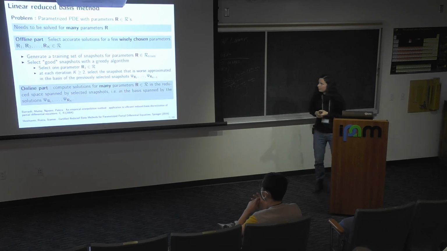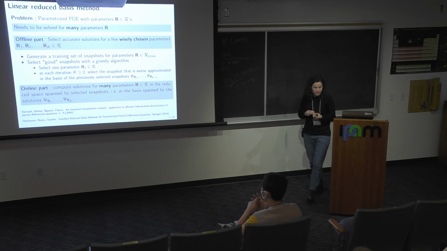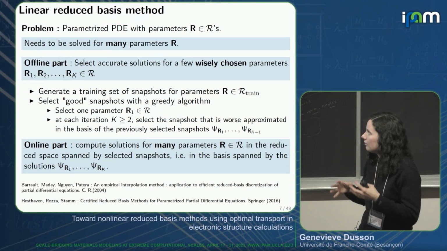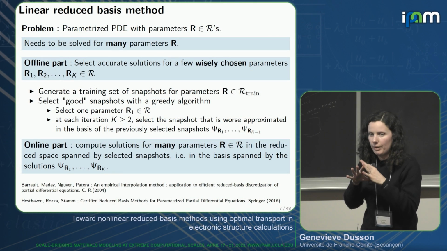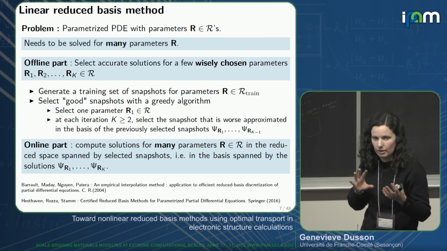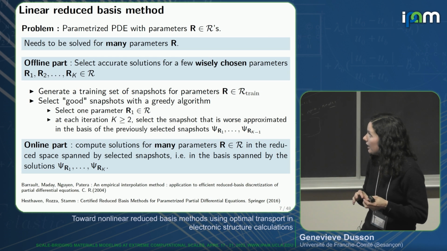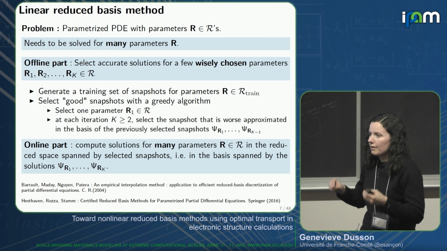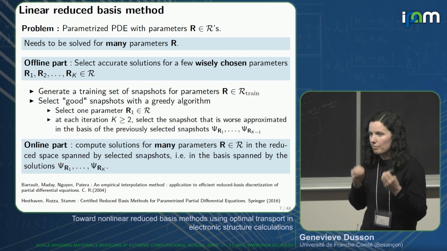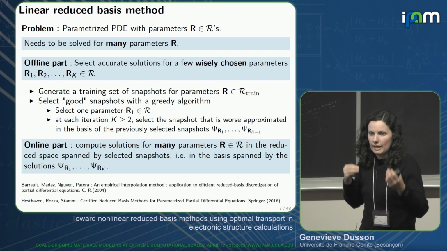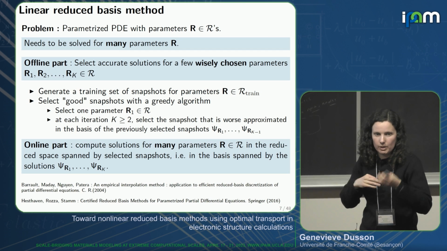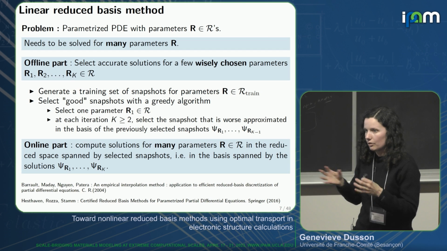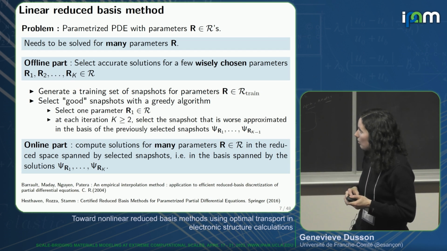Okay, so in the context of linear reduced order modeling, the problem is in general a parametrized PDE, exactly like what we have here, parametrized with some parameters. And this equation needs to be solved many times. This is exactly what happens if you run ab initio molecular dynamics. You change the nuclear positions, and then you solve the electronic structure calculation at each step.